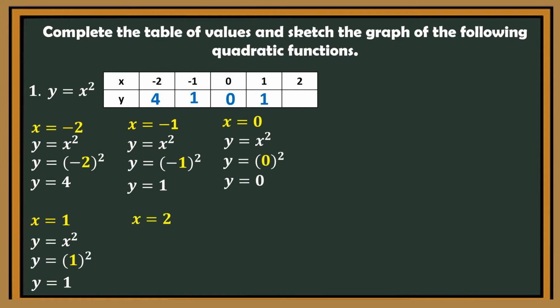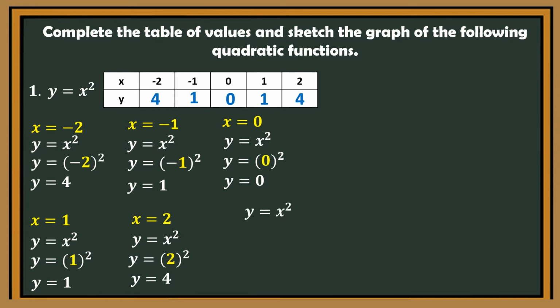And then the last one, x is equal to 2. Original equation, y is equal to x squared. Y is equal to 2 squared. 2 squared, that is 2 times 2. Therefore, your y is equal to 4. And then, lagay natin sa table. So, mapapansin nyo, yung table natin, kumpleto na. Therefore, pwede na natin siyang i-graph.